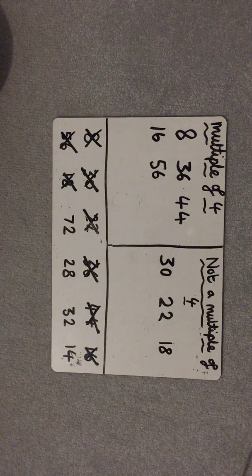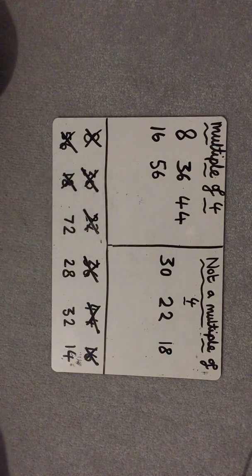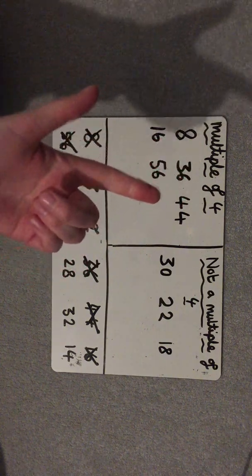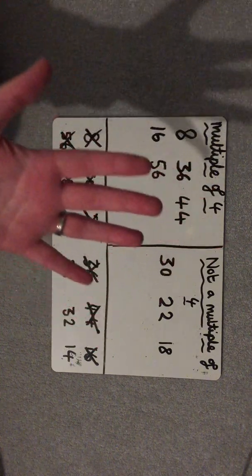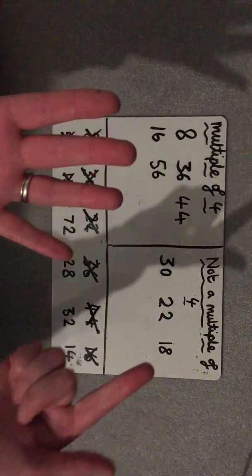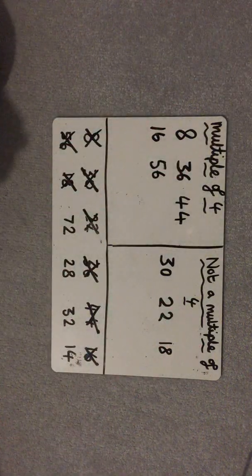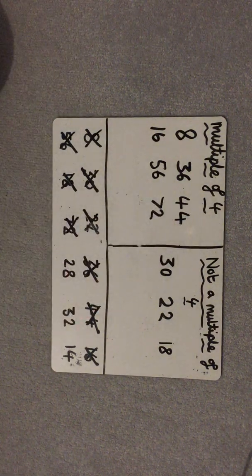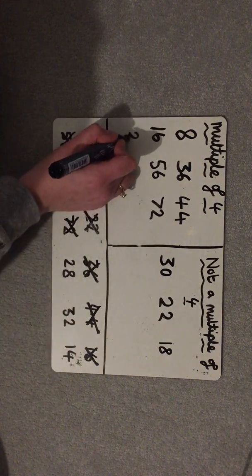72. It's a tricky one. What do you think? Should we count and try? So we do 10 times 4 is 40. Let's count from 40. Ready? 44, 48, 52, 56. Then 60, 64, 68. Then 72. So that one is in the 4 times table. 28. You should all know that if you know your 4 times table. That is a multiple. You're right.